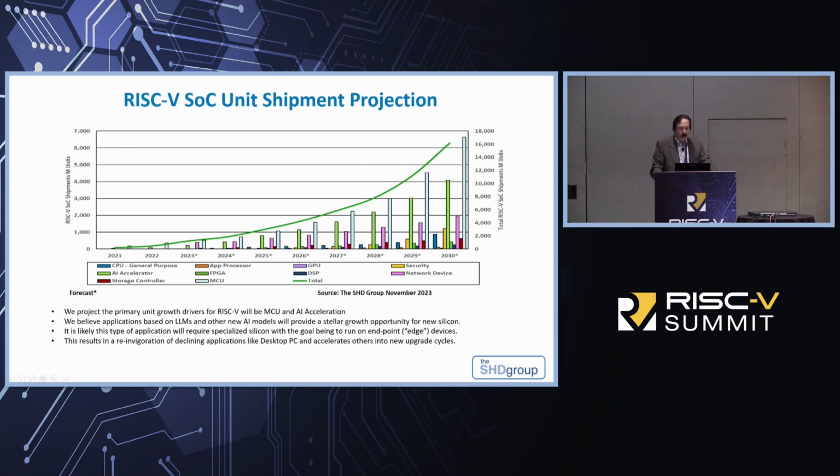And as you can see, by 2030, the largest category is MCU, which makes sense because MCUs are already shipping in the billions of units. And as RISC-V gets adopted into these architectures, it makes sense that they would be the biggest. But also of note are things like AI accelerator, the green line there. That starts to creep up in terms of unit volumes and starts to become a very large segment.